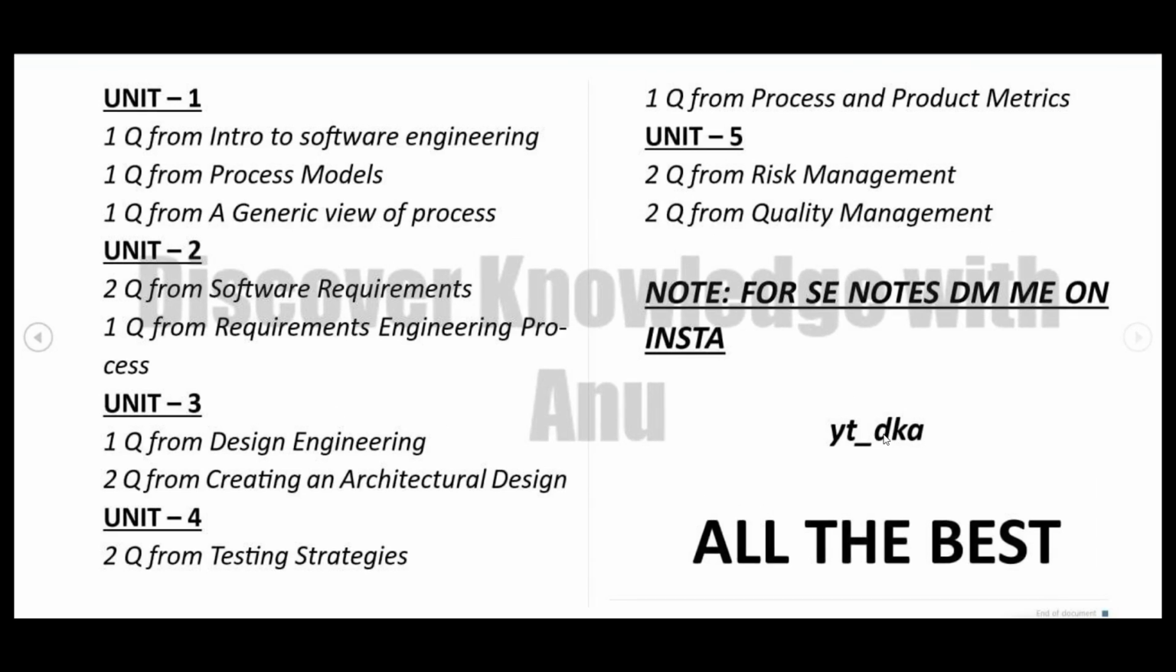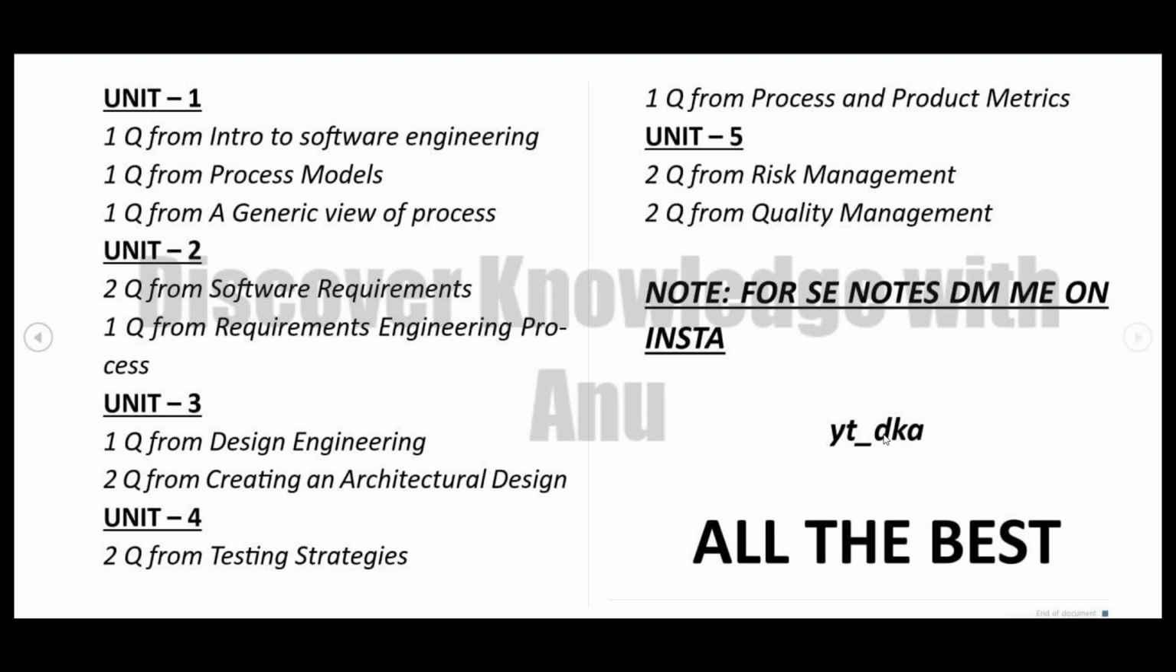Next, finally, let's see questions from unit 1. In unit 1, we have 3 parts. The first part is introduction to software engineering. One more is a generic view of process, and one more is process models. So we can expect one question from each of these 3 parts.